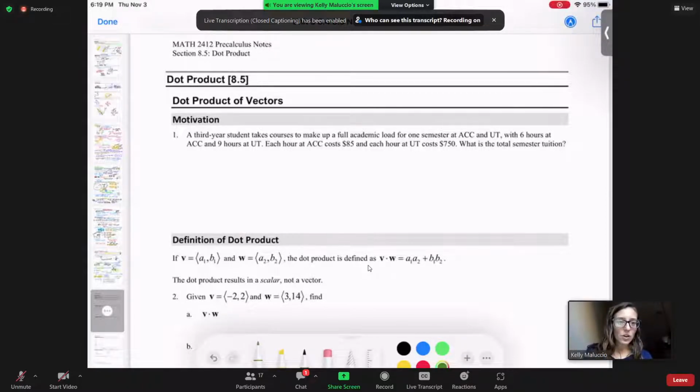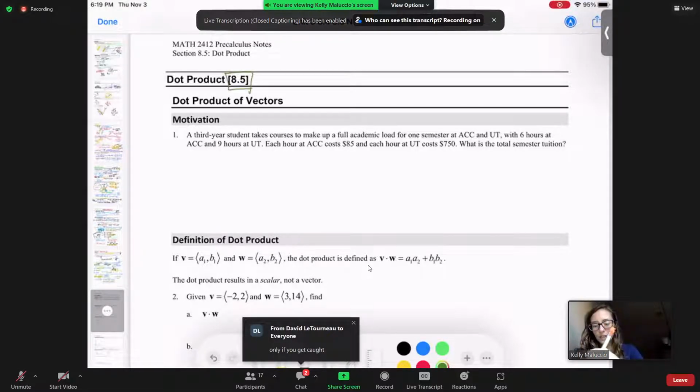But okay, so now we're moving on to 8.5. So hopefully, that was the little tail into 8.4 that we didn't get to, but we have dot product here.